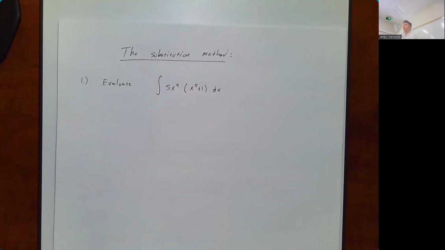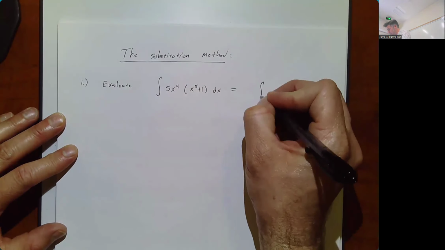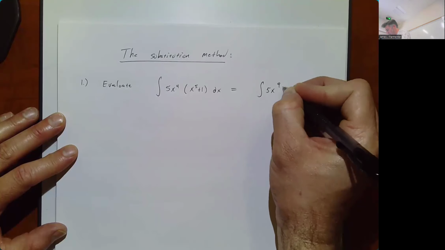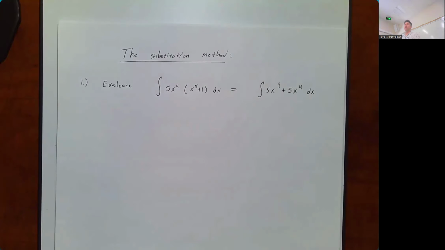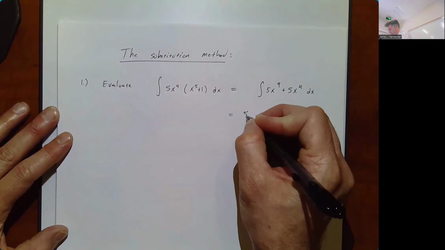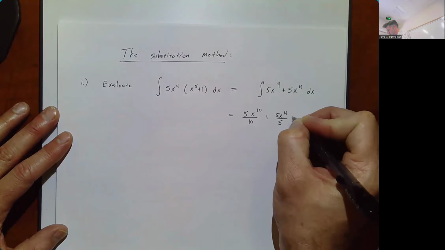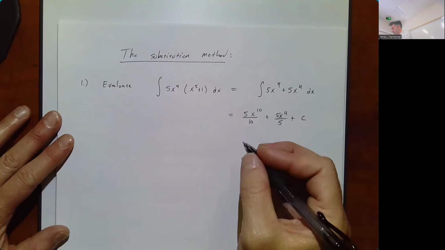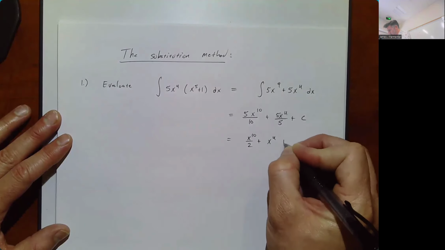And we're going to do this 2 ways. First, we're just going to multiply it out because we can. And I would say that's good advice in general. If you can multiply something easily and just end up getting powers of x with coefficients, like this is going to be 5x to the 9th plus 5x to the 4th, those are both things we can just use the anti-power rule for. And we're going to get 5x to the 10th divided by 10 plus 5x to the 4th divided by 5 plus a constant. And I would probably simplify this and get x to the 10th over 2 plus x to the 4th. Let's see.